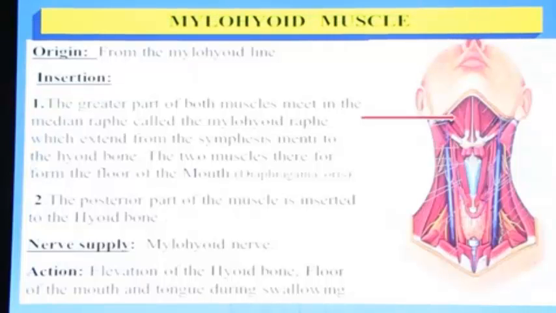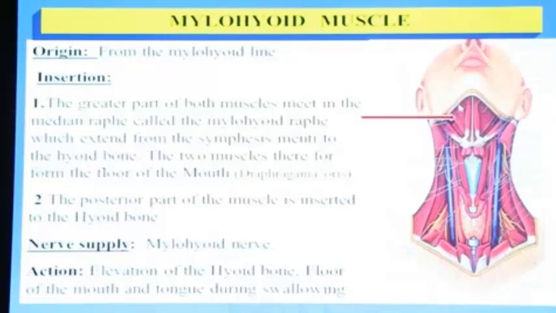Mylohyoid muscle arises from the mylohyoid line. The greater part of both muscles meet in the median raphe called the mylohyoid raphe, so they meet each other here. The mylohyoid raphe extends from the symphysis menti to the hyoid bone.